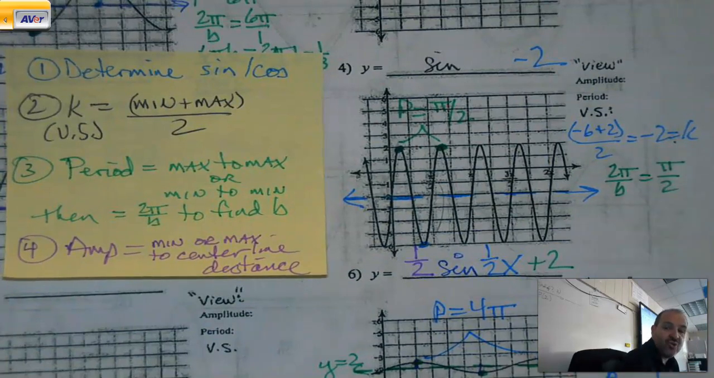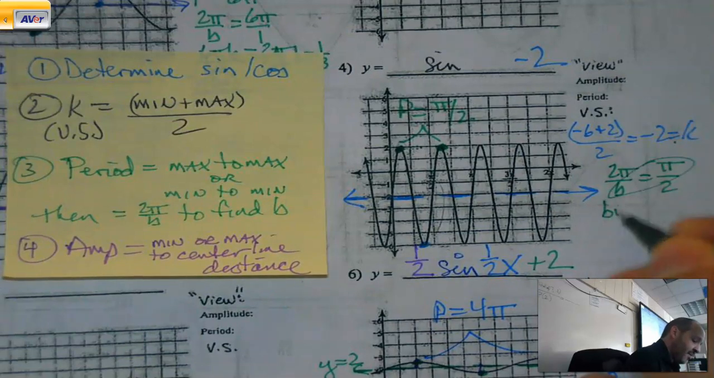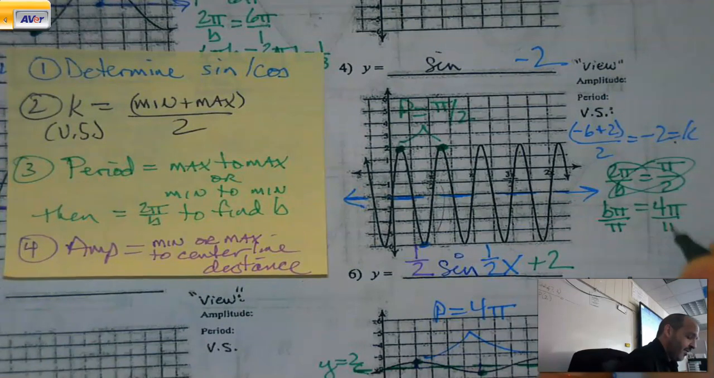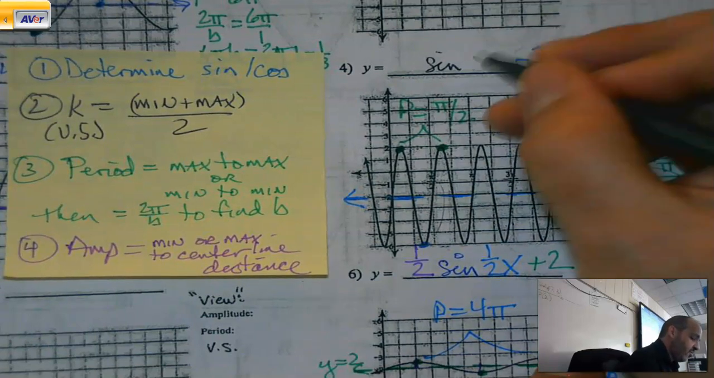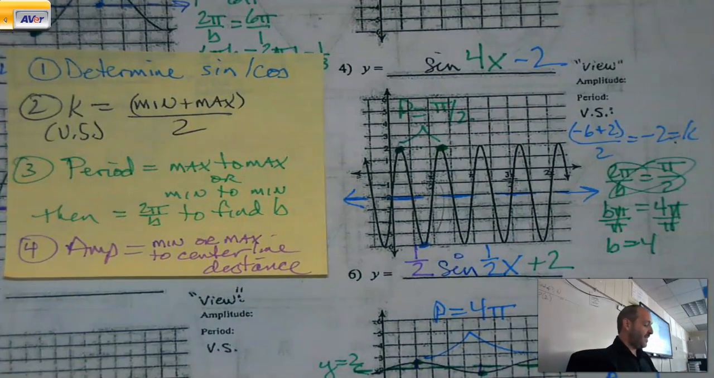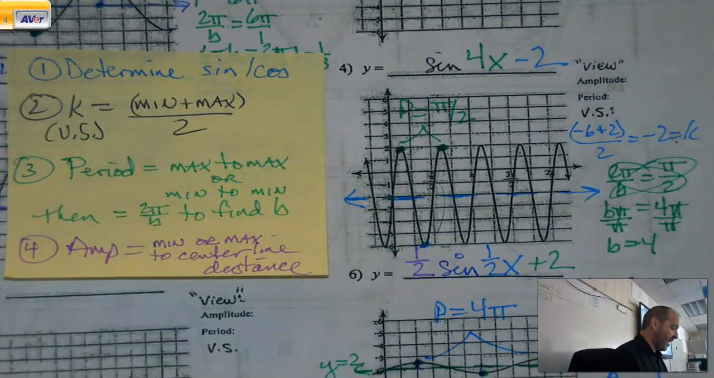So if 2 pi over b is pi over 2, do the math this time, Hardy. Do the math. All I got to divide by is pi to get b by itself. So my b value would be 4. Because again, the bigger the period, the smaller the b value. The smaller the period, the bigger the b value. We have connections to make here again.